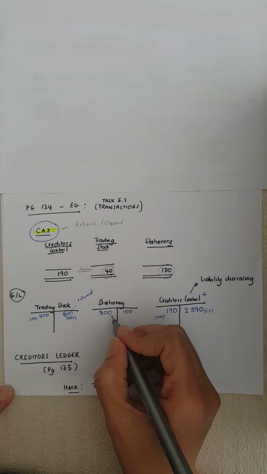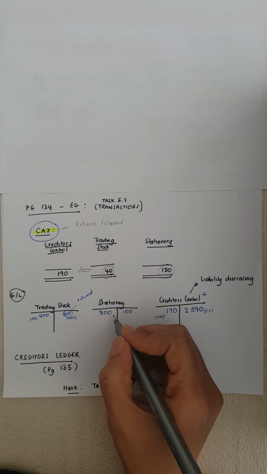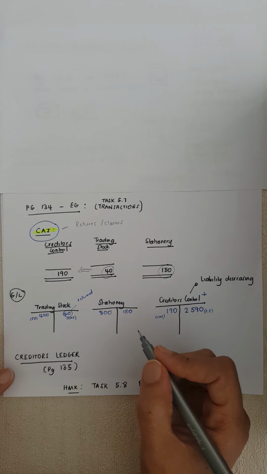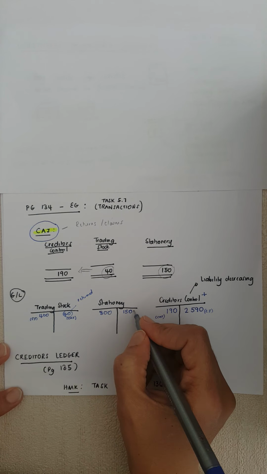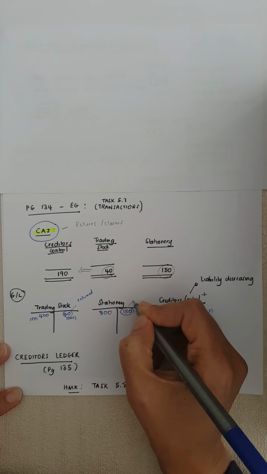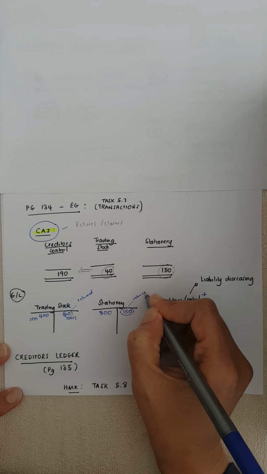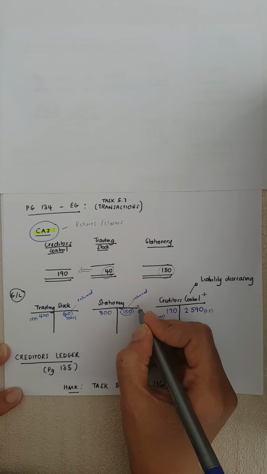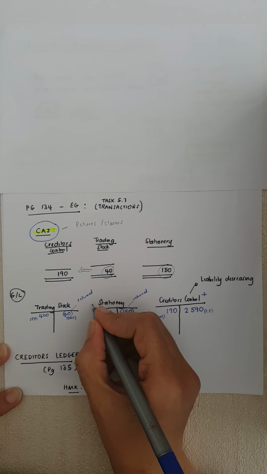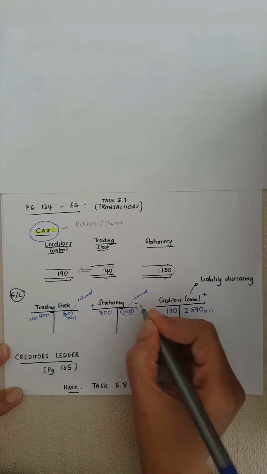Same thing with the stationery. What was the transaction for the stationery there? Also unsuitable stationery, we returned it, so this amount here has to be returned. Okay, so you can see this is an expense. It increases on the debit side, it decreases on the credit side.